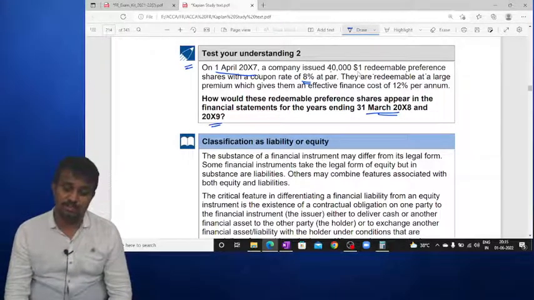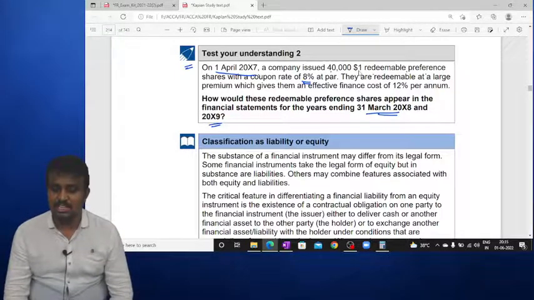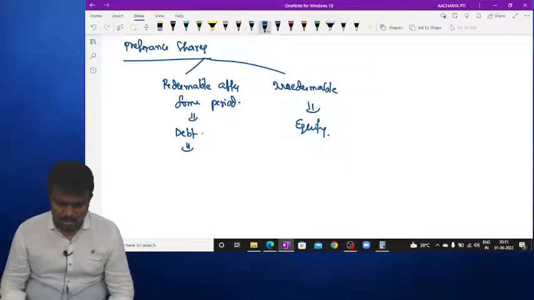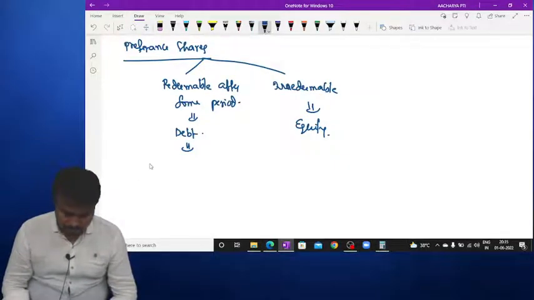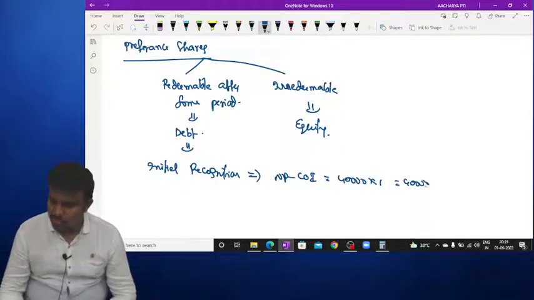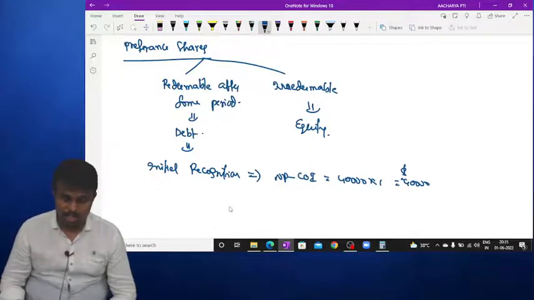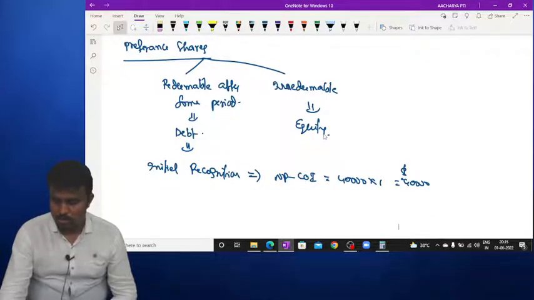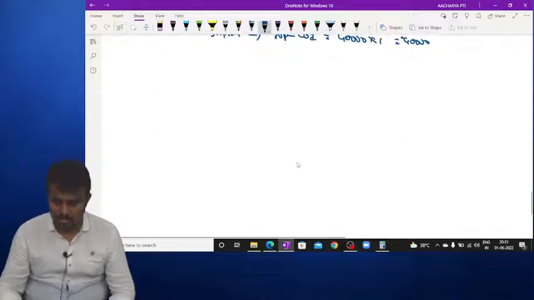Okay, so those are issued at what? 40,000 preferentials are of $1 each. Nothing was stated, which means those are issued at par. So what is the initial recognition? Nothing but net proceeds minus cost of issue. Here 40,000 into $1, there is no cost of issue. So $40,000 is the amount.